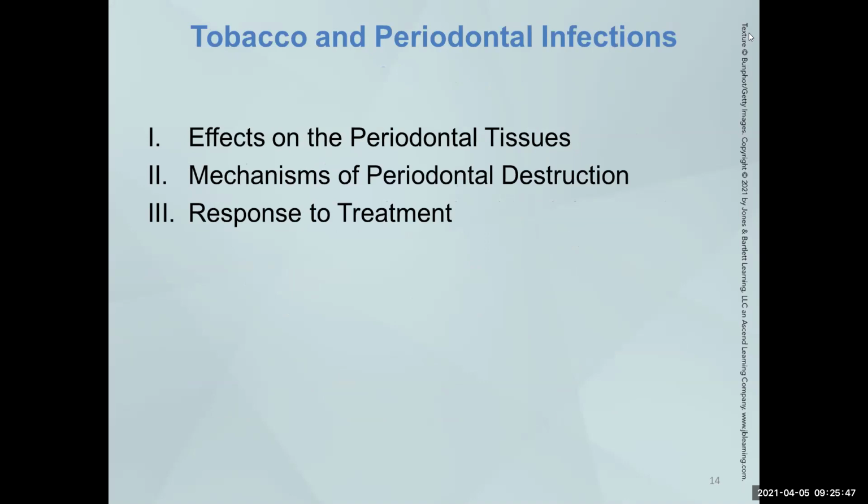Effects of smoking on the periodontal tissue. We are baking our periodontal tissues. Baking, we are causing vasoconstriction. We are causing fibrotic gingiva, thick, leathery gingiva.